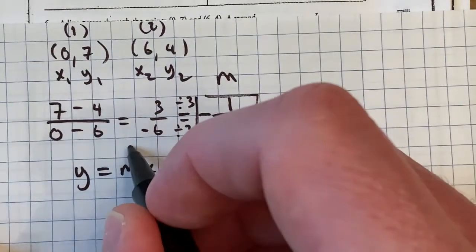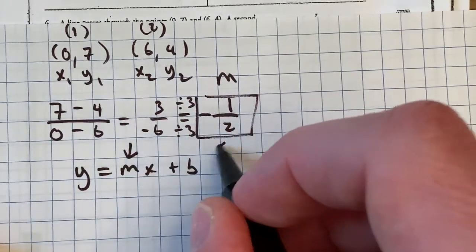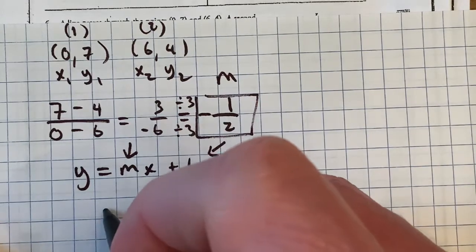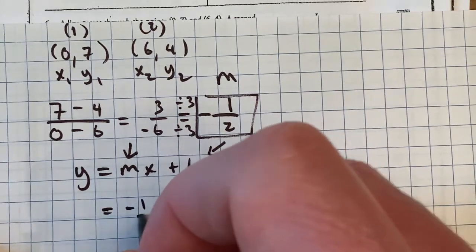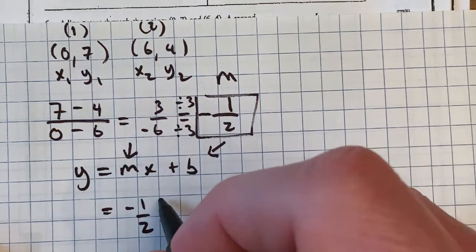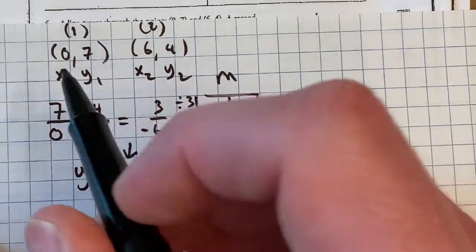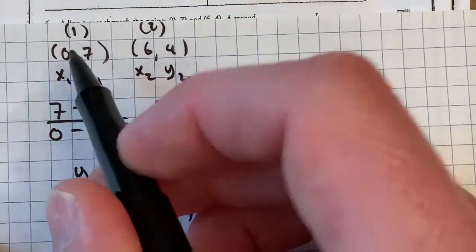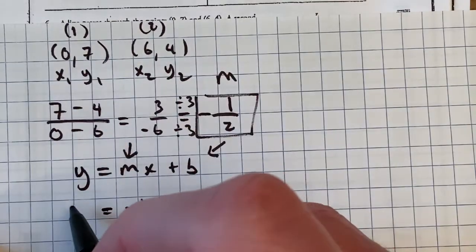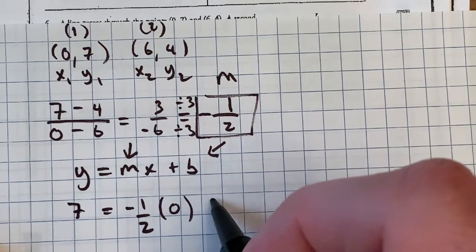So currently I have m, and now I need b. What we're going to do is take our m value, which is negative 1/2, and plug that in. We're going to go up here and pick an x value. It doesn't matter which one, so we'll just use the first one. We plug in 0 for x, and we take our y value, which is 7, and plug that in for y.